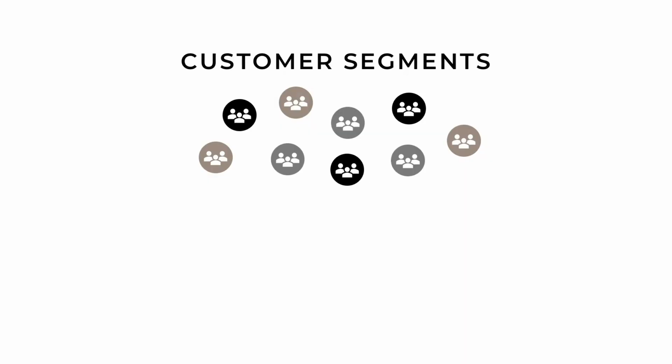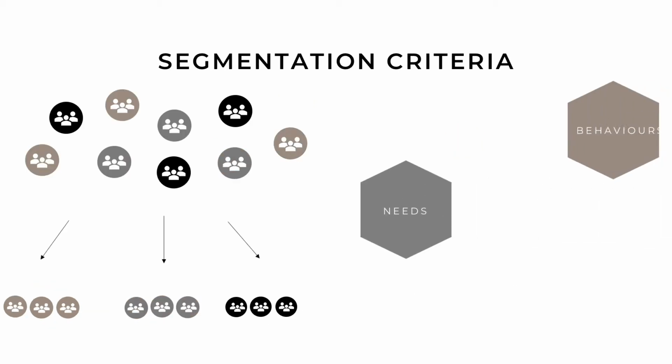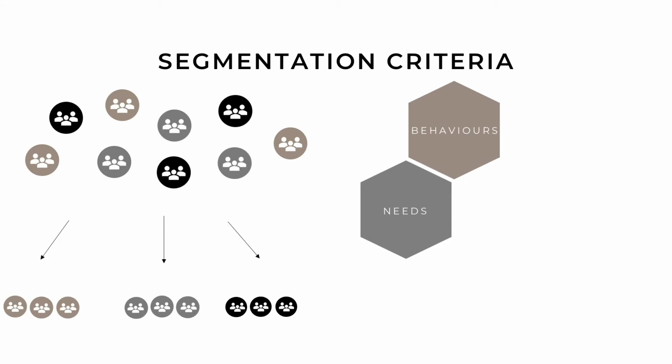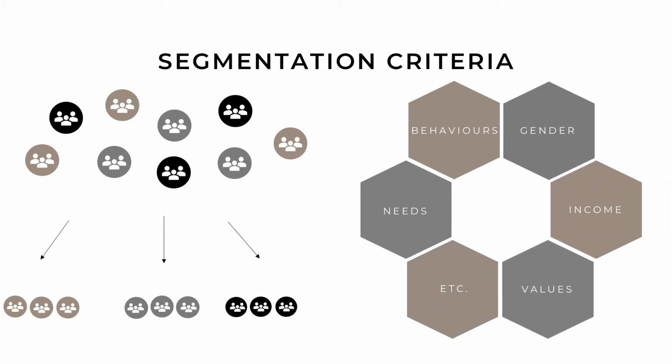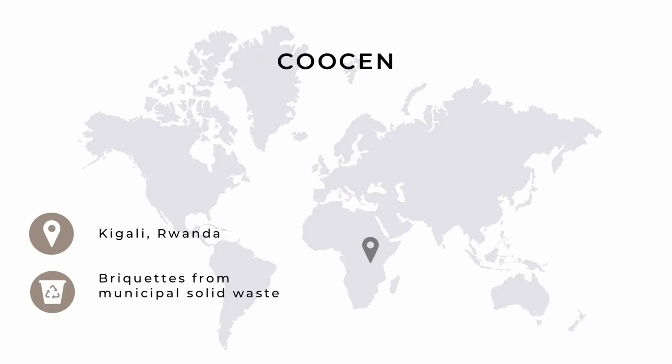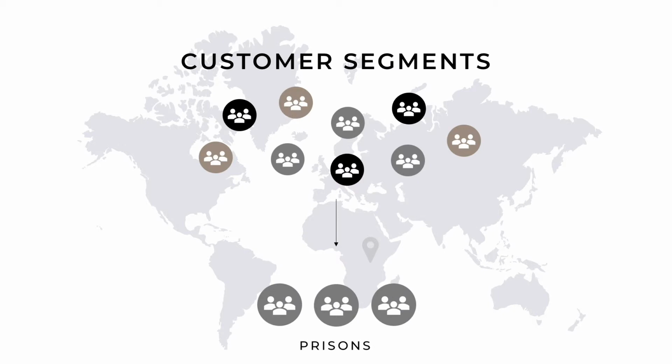Why? Well, the idea behind customer segments is that you cluster types of buyers into groups that have some similar needs, behaviors, or other characteristics, like that they come from the same area or have the same gender, income, values, etc. Let's go back to the example from before. So Kusen, the briquette business from Rwanda, has chosen to cater to the customer segment prisons. Now, although there are more potential customers in Rwanda that could be interested in buying briquettes for heating, Kusen has decided to cater to prisons only for the moment because the company has limited capacity to produce and deliver briquettes.